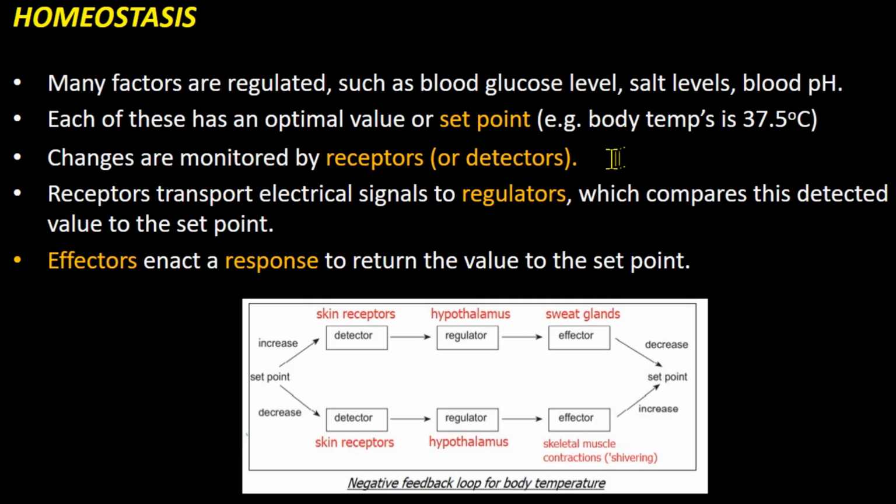So changes are monitored by receptors or detectors. In the case of temperature, it would be like skin receptors. Receptors transport electrical signals to regulators. In the case of temperature, the regulator is going to be the hypothalamus.